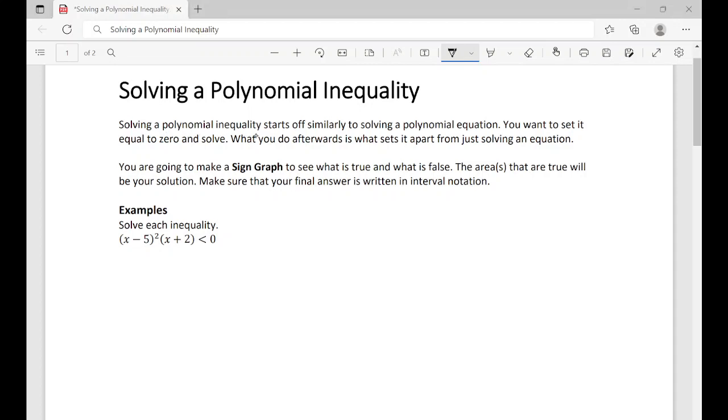Solving a polynomial inequality starts off similarly to solving a polynomial equation. You want to set it equal to 0 and solve. What you do afterwards is what sets it apart from just solving an equation. You're going to make a sign graph to see what is true and what is false. The area or areas that are true will be your solution. Make sure that your final answer is written in interval notation.